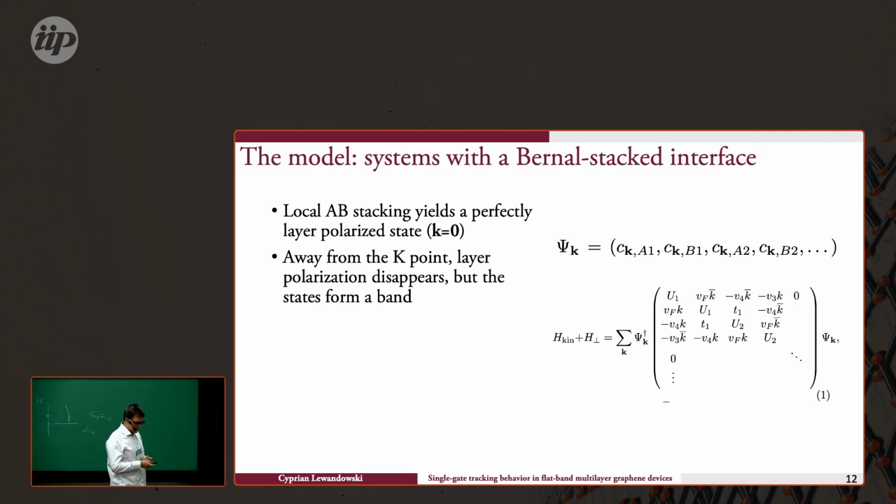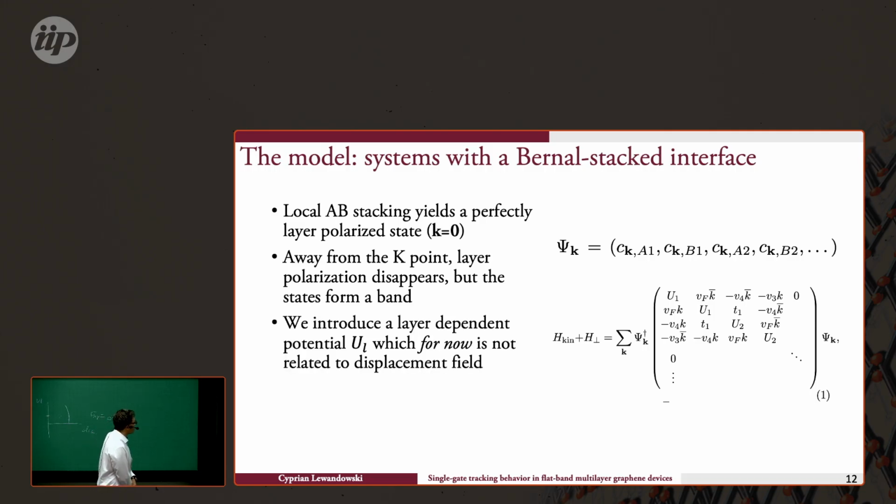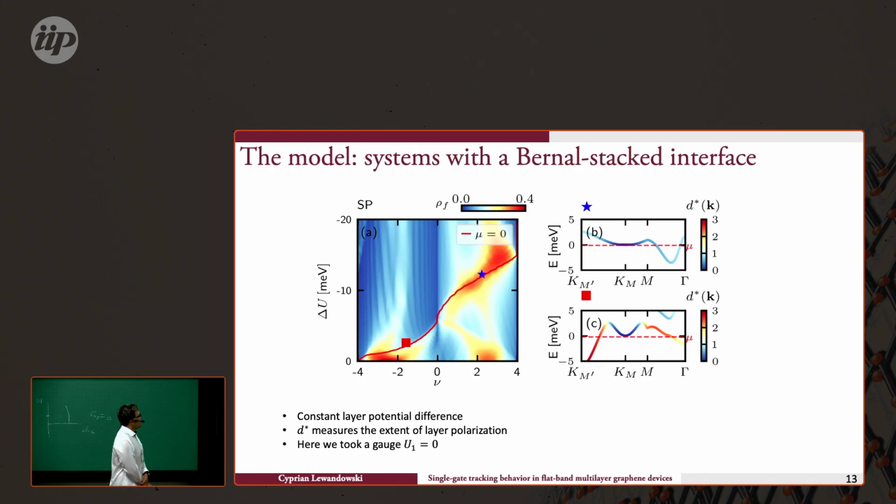Okay, and as I move away from that point, of course, this perfect layer polarization will disappear, but nonetheless there is some form of it, and that's indeed what we see in rhombohedral systems too. Now, in order to analyze what this single particle Hamiltonian actually gives you, I will allow for this layer dependent potential U1 and so on, but I will for now not connect it to the displacement field.